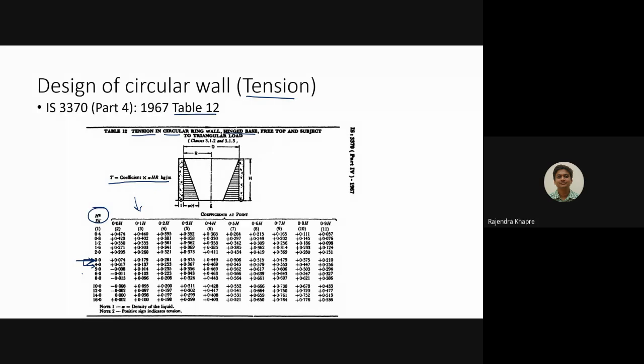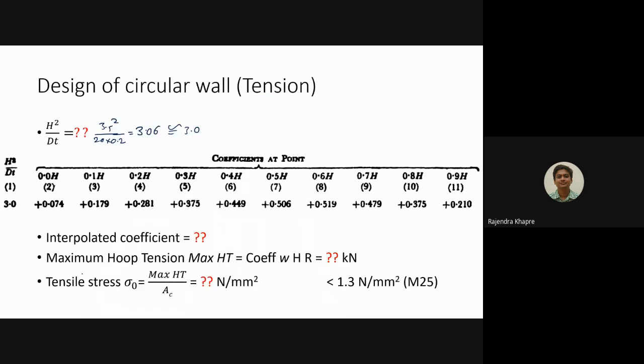Okay, but since this is very close to 3, I am just taking the same coefficients which are there for 3. Now if you refer to the coefficient values, this is 0.07, then it is increasing, then again increasing, and again increasing. This is the maximum value, and then it will start decreasing.